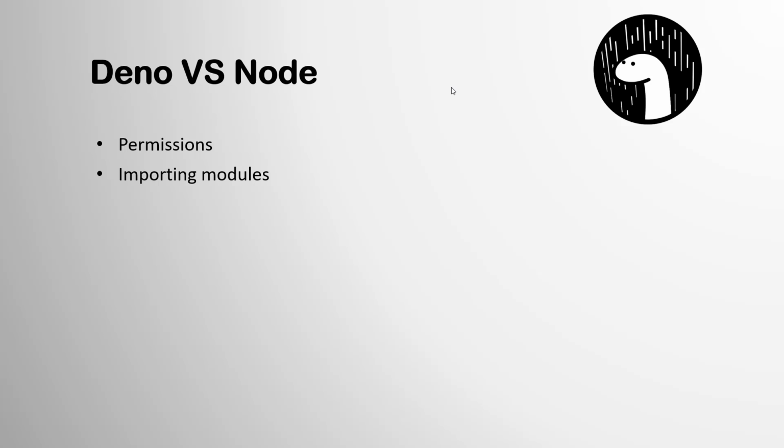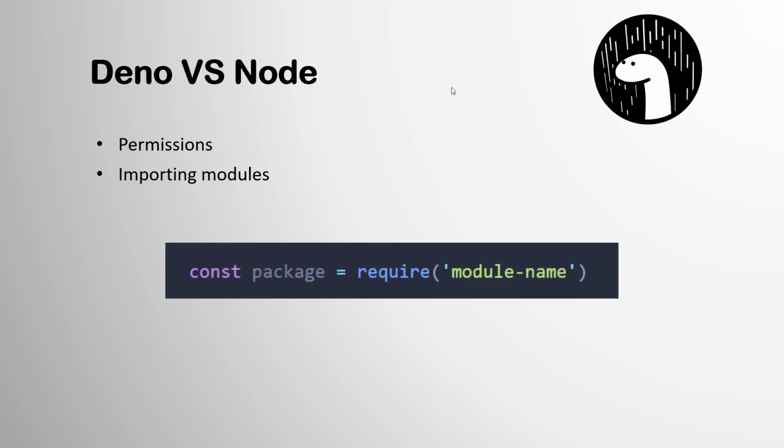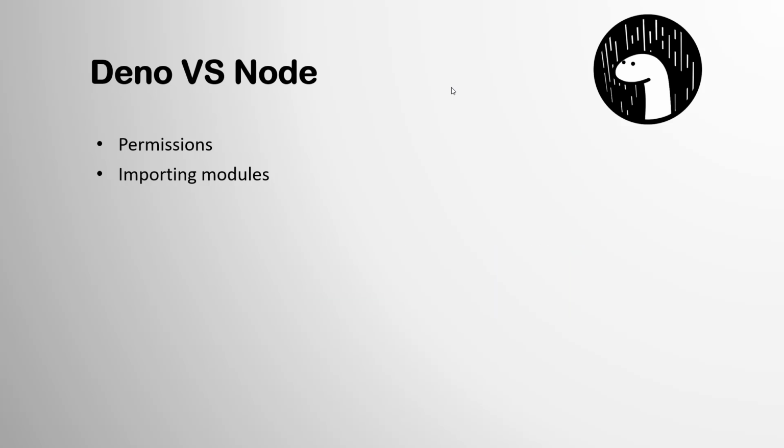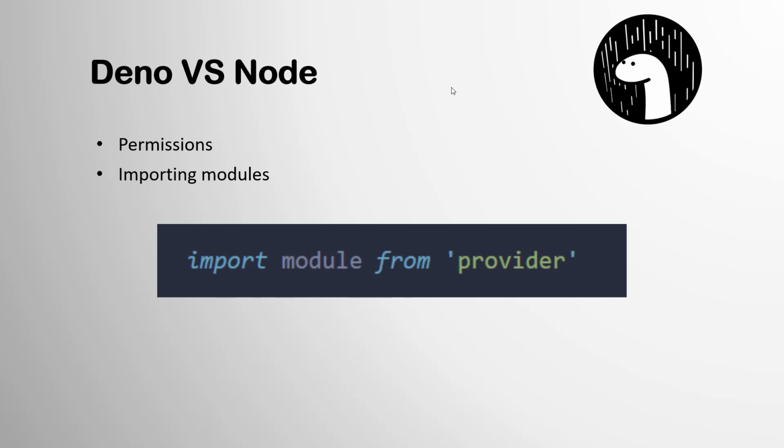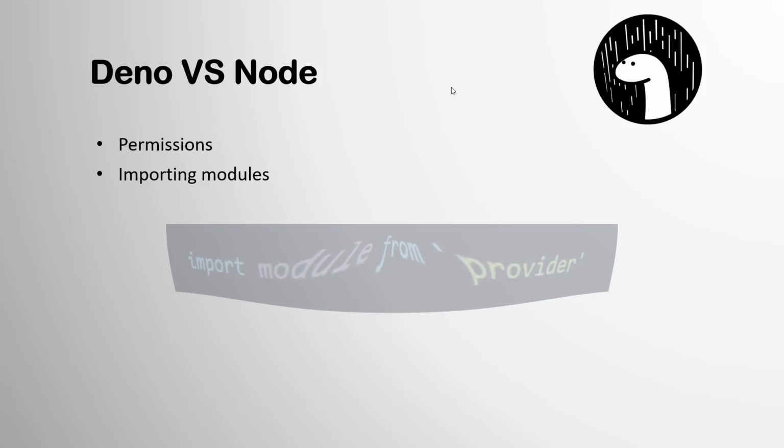Additionally, importing of modules has been changed. Node.js uses the CommonJS standard to import modules, that is, you require something, but in Deno that has changed. Deno uses ES syntax, which might look familiar to you if you have ever used something in the ES world, like React, for example.